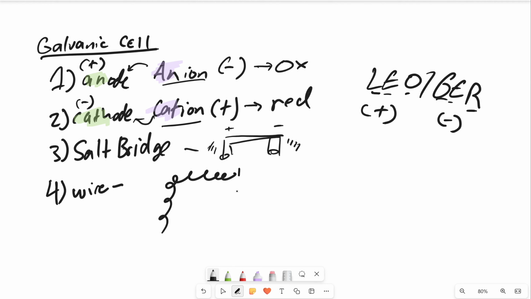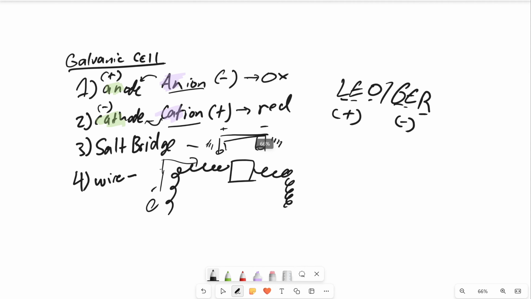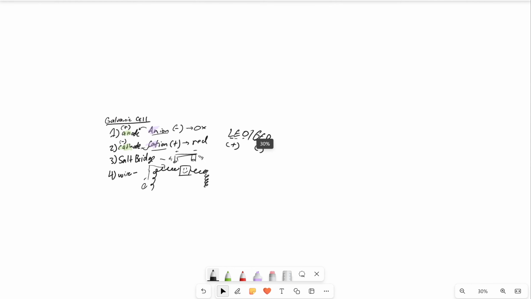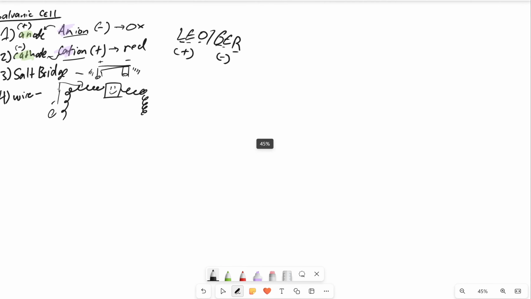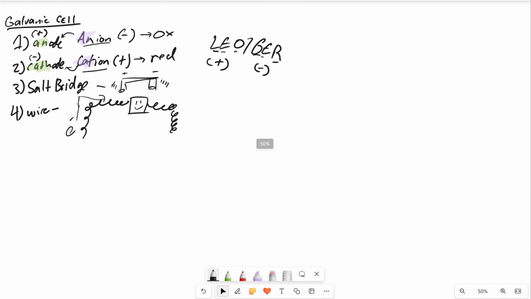And then the wire is just what we use to take out our electricity, and the electron will always move from the anode to the cathode, and the electron is what gives us power. That's what gives us power. Okay, so now that we have all of our definitions down, let's draw a galvanic cell.